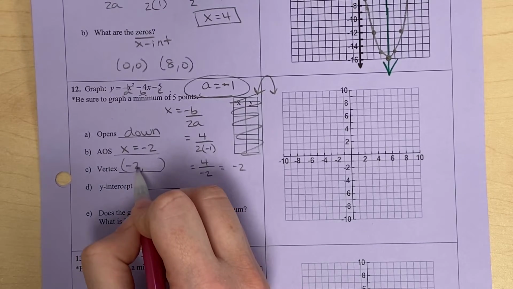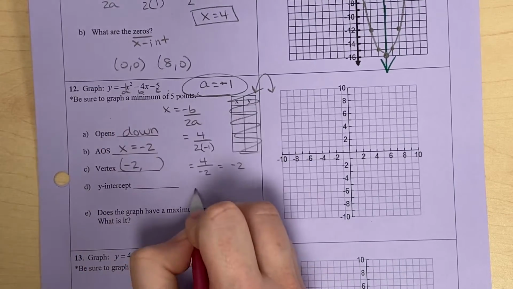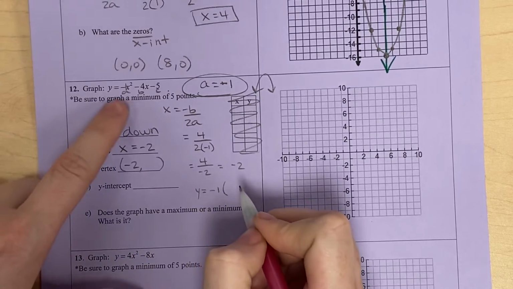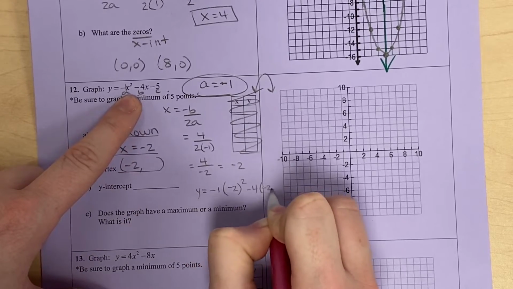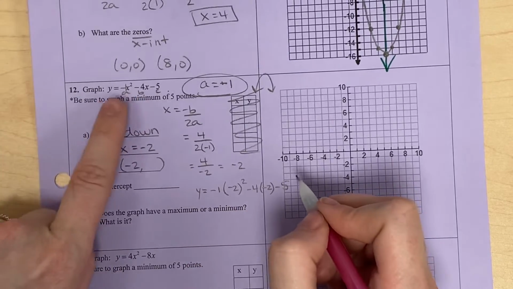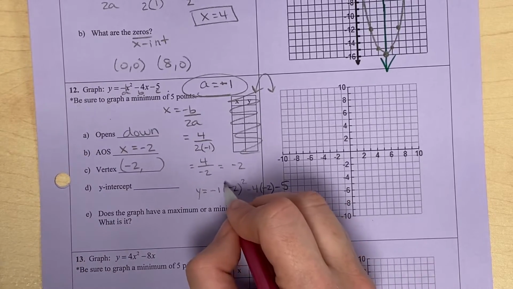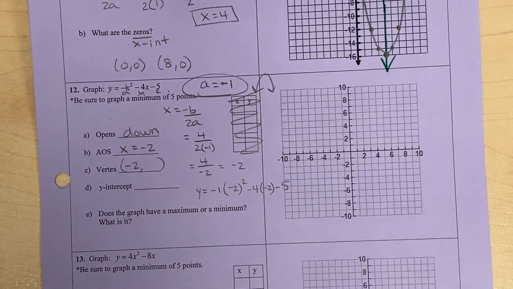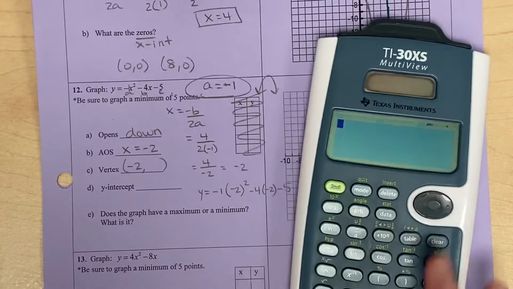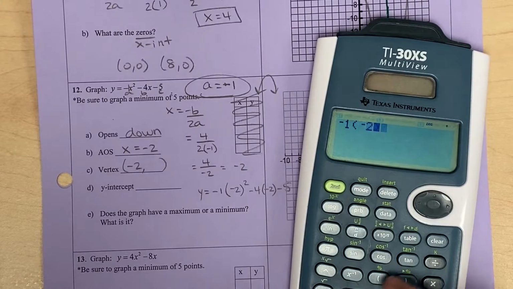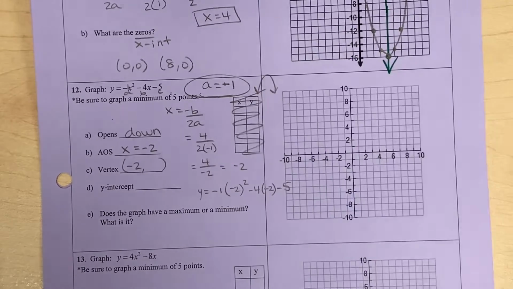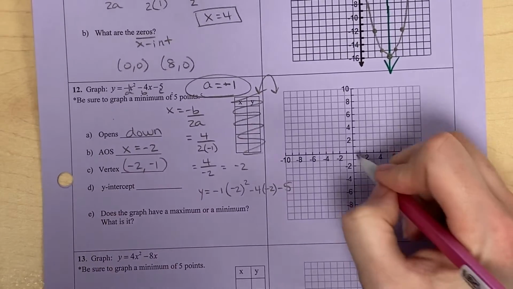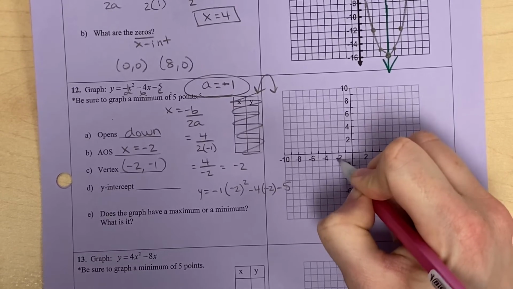To find the y value of the vertex, I take the negative 2 and I plug that in. So I have that negative 1 in the very front, parenthesis, negative 2 squared, minus 4 times negative 2, minus 5. If that negative sign in front of the x squared throws you off, write it as a negative 1. That might help you out. And I can just type that whole thing in my calculator. So negative 1, parenthesis, negative 2 squared, minus 4 times negative 2 minus 5. And I get negative 1. So my vertex is at negative 2, negative 1, which is right here.